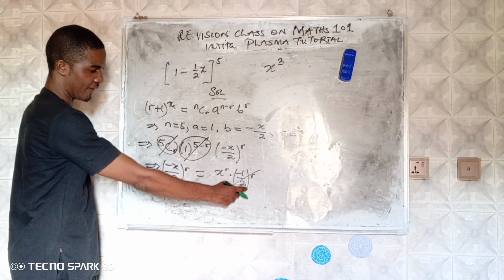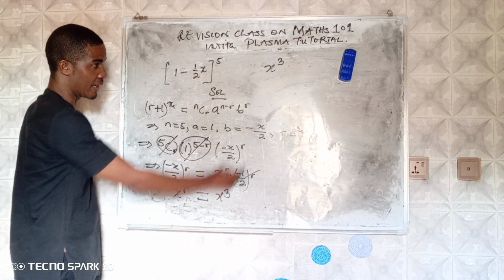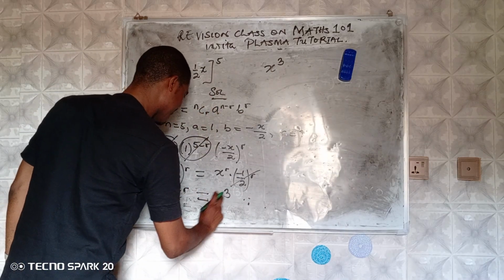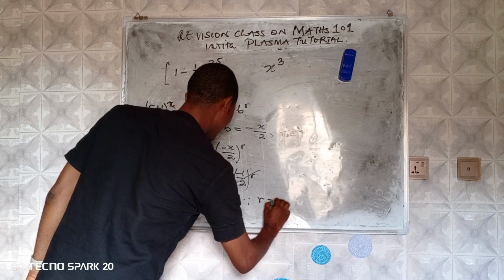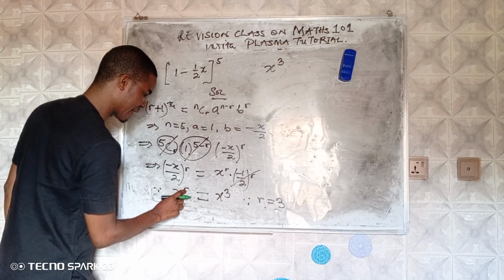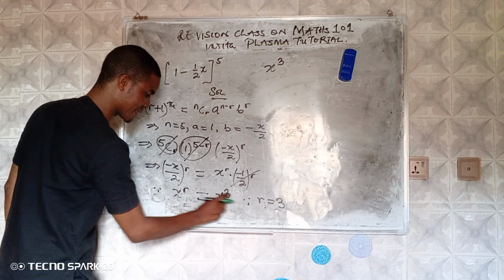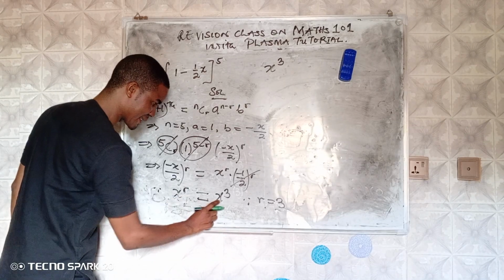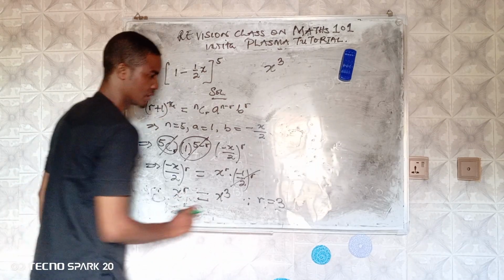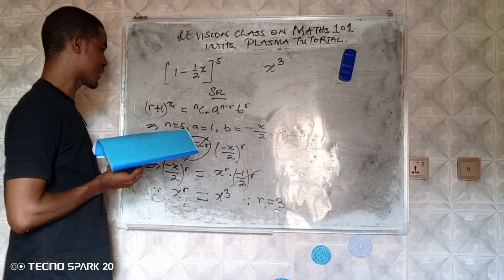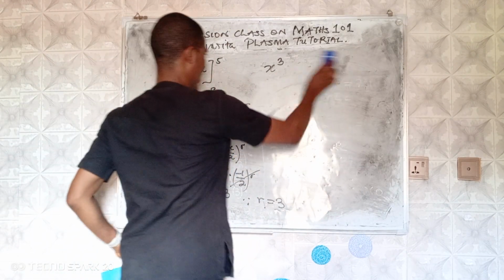From here, I simplify for x. Then I equate it to x raised to power 3. Therefore, at this point, x raised to power r equals x raised to power 3. Therefore, r is equal to what? 3. The bases are x. If the power here is r and here is 3, that means if this is equal to this, then r is equal to 3. So I've got the value of my r to be what here now? 3.